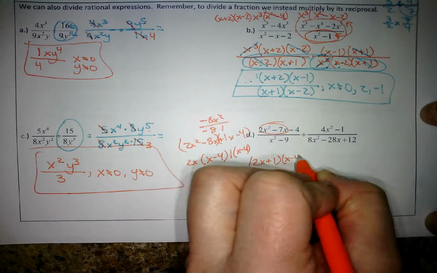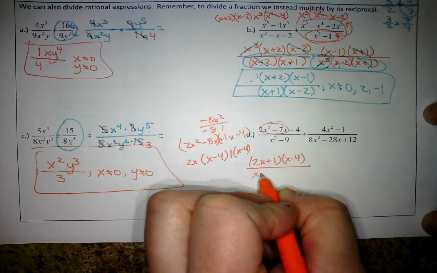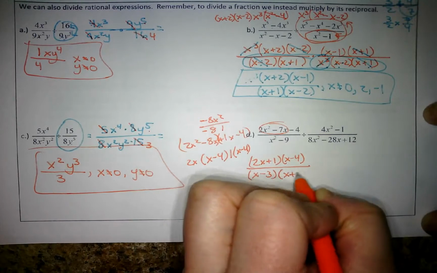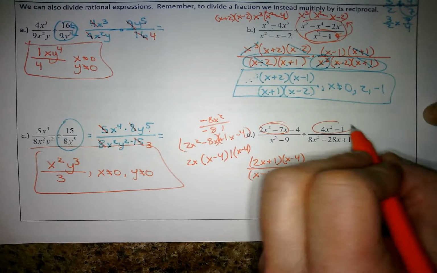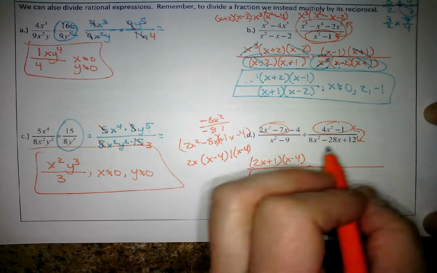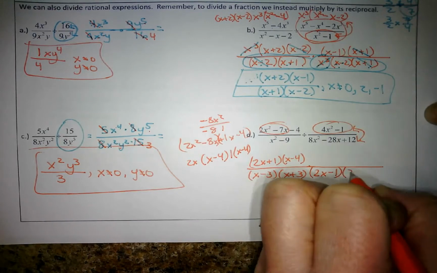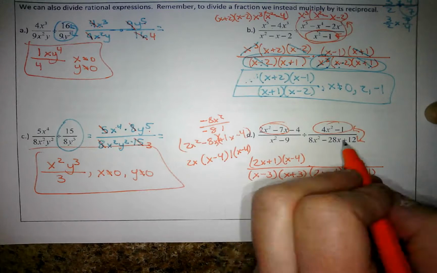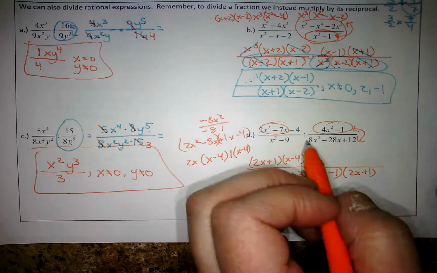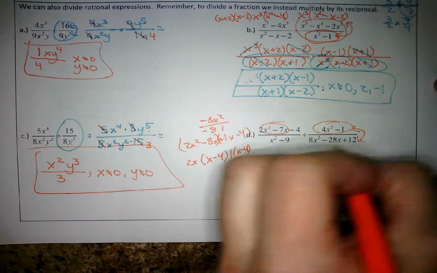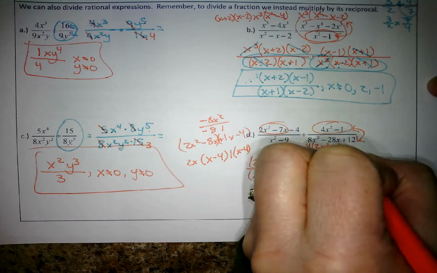X squared minus 9 is a difference of squares, so that's going to be x minus 3 times x plus 3. 4x squared minus 1, that's a difference of squares, but remember, I have to flip these, so that 4x squared minus 1 is going to break up to 2x minus 1 and 2x plus 1. Now this last one, 8x squared minus 28x plus 12, I can pull a 4 out of this, and I'm left with 2x squared minus 7x plus 3.